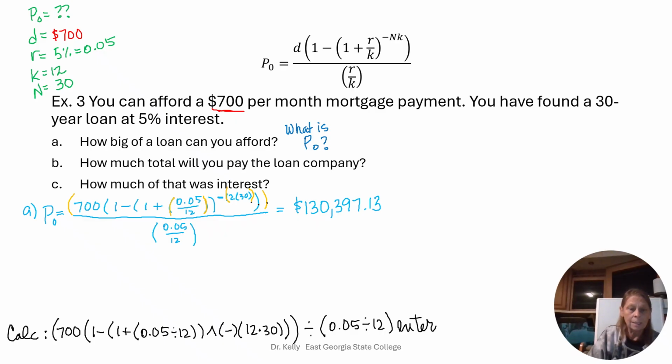And let's get that answer for part A written out. We can afford $130,397.13.